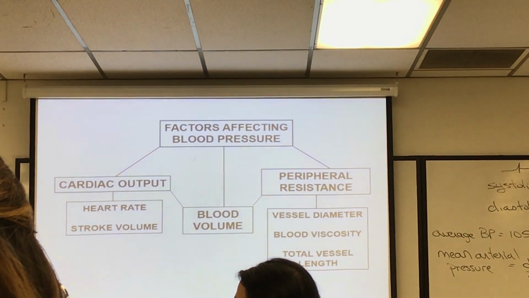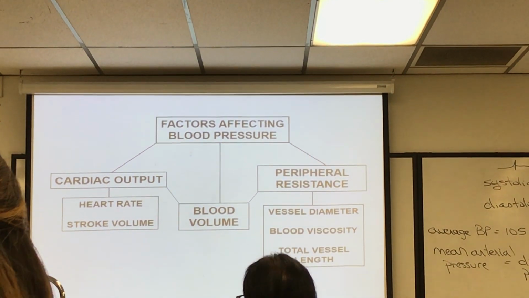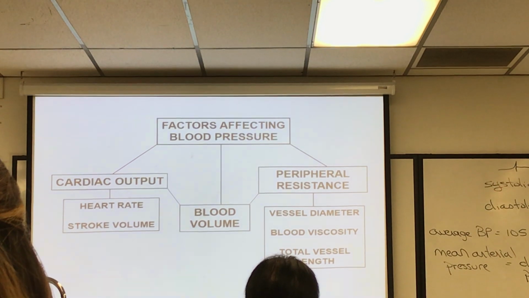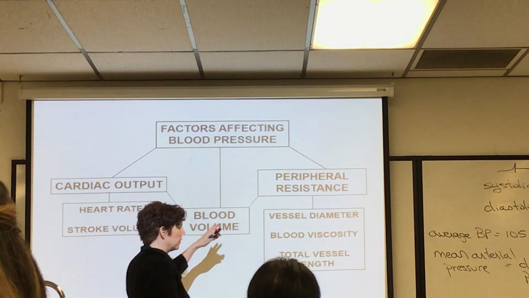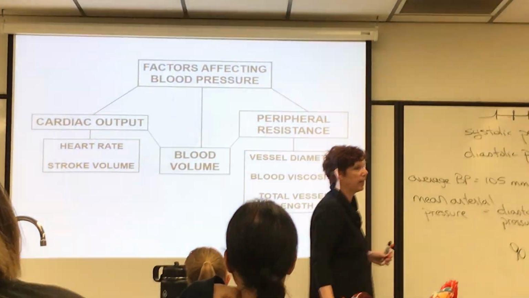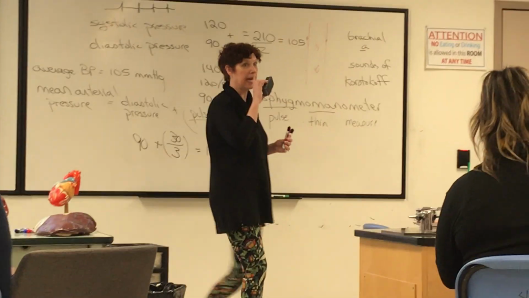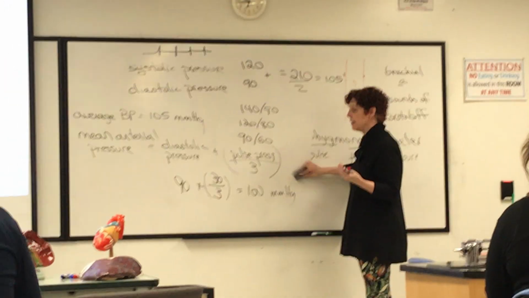And now let's look at peripheral resistance. Those are the three new things that we introduced briefly at the very beginning. So vessel diameter is often described as the radius. Okay, the radius is actually half the diameter.